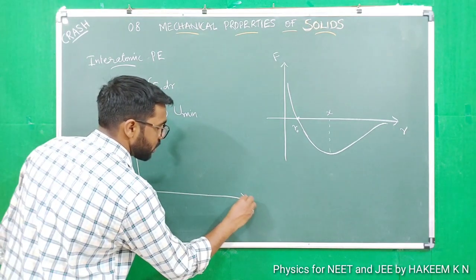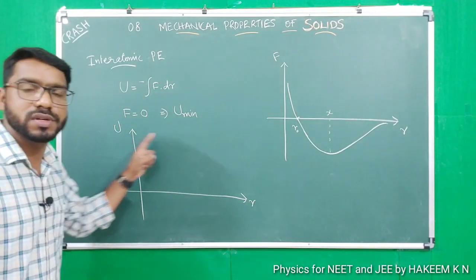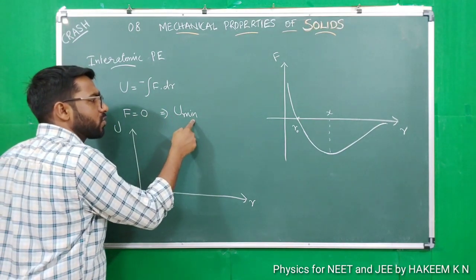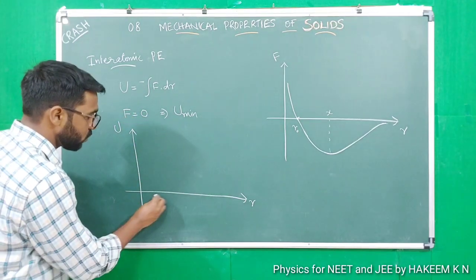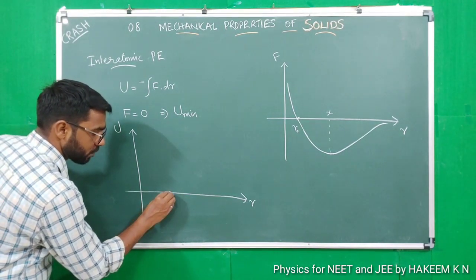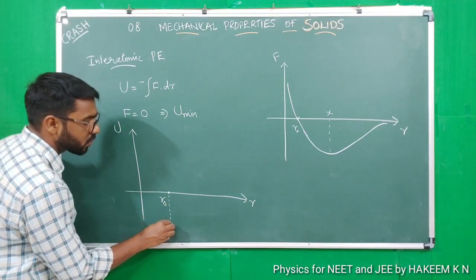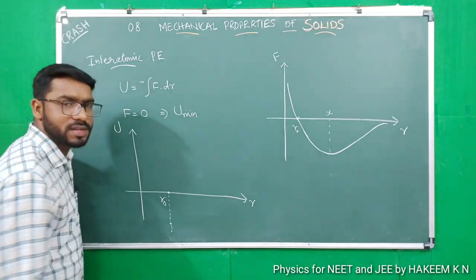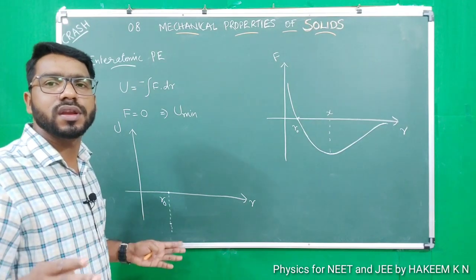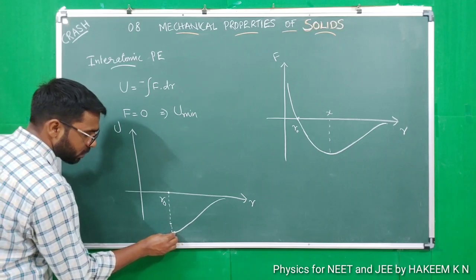So when we are drawing the graph of potential energy versus distance, we will get minimum potential energy when the force is equal to 0. Force becomes 0 when the distance is r0. Okay, then we can say at r0 potential energy will be minimum. Minimum means its value is negative and its magnitude is very large. Okay, so the shape of the potential energy graph will be like this.